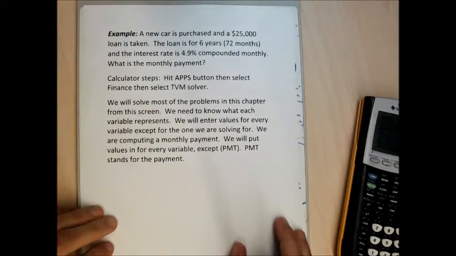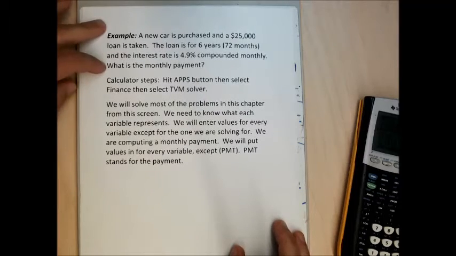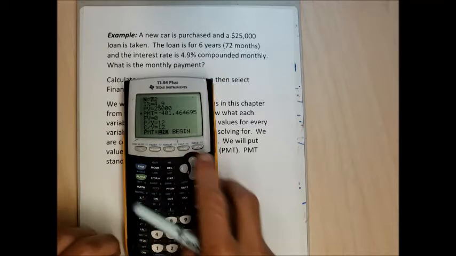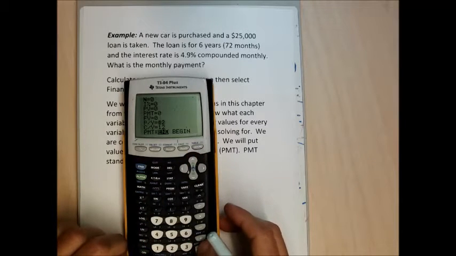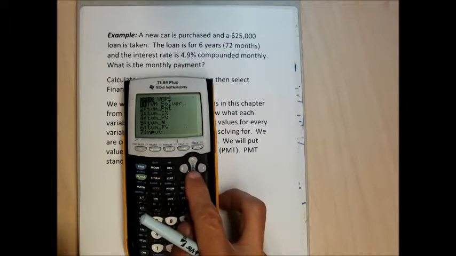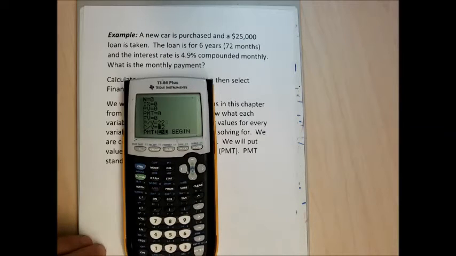So I've kind of done this problem, so let's walk through it again. Let me go to my TVM Solver screen, and let me just put 0 next to everything so we don't have any values in here. Apps, finance. It didn't let me change the PY and the CY to 0, because you can't have 0 payments per year, so it gave me a mistake.